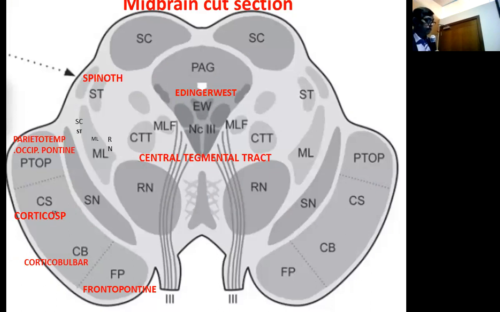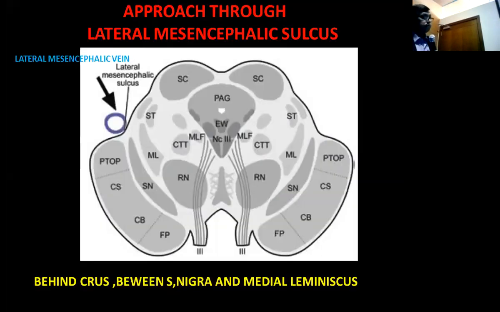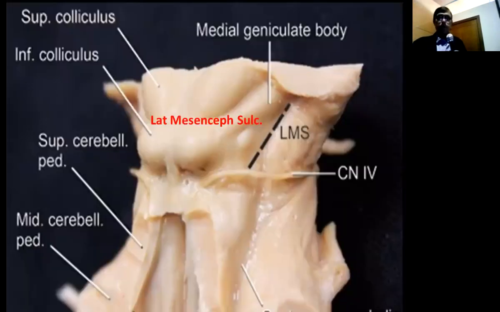Again, just to remind you of the anatomy. If you know this cut, you know that you can go in here. So this is the vein of the lateral mesencephalic sulcus, and you go in here. You are behind the crus, completely behind the crus, between substantia nigra, which is this, and the medial lemniscus. So you can do it safely. And this is what we are saying, the lateral mesencephalic sulcus.